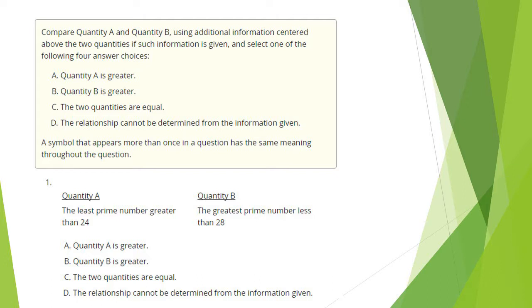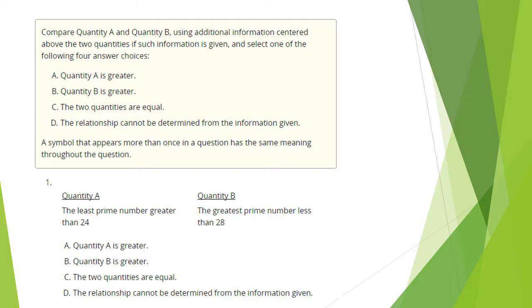Follow along as I read the question. Compare quantity A and quantity B using additional information centered above the 2 quantities if such information is given, and select one of the following 4 answer choices. A, quantity A is greater. B, quantity B is greater. C, the 2 quantities are equal. Or D, the relationship cannot be determined from the information given. Note that a symbol that appears more than once in a question has the same meaning throughout the question.